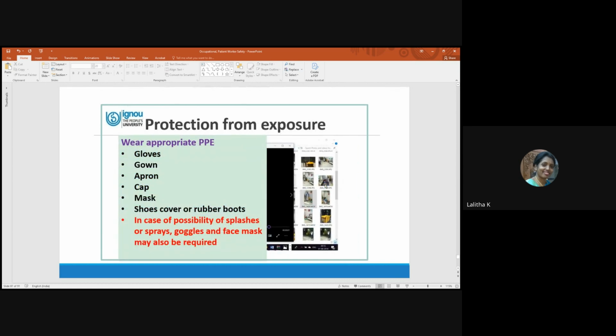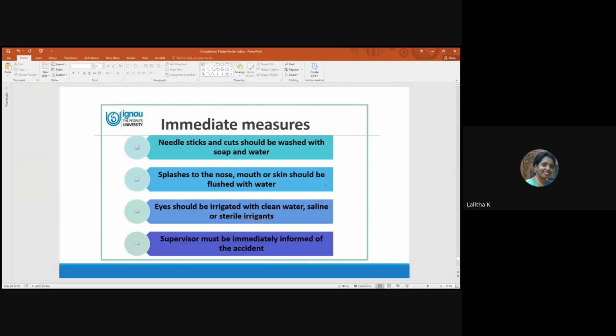So how do we protect? Wearing appropriate PPEs, could be gloves, gown, apron, cap, mask or shoes. In case of possible splashes as well, use your goggles and face mask or shield. Many of the labor rooms use these PPEs for their own protection.